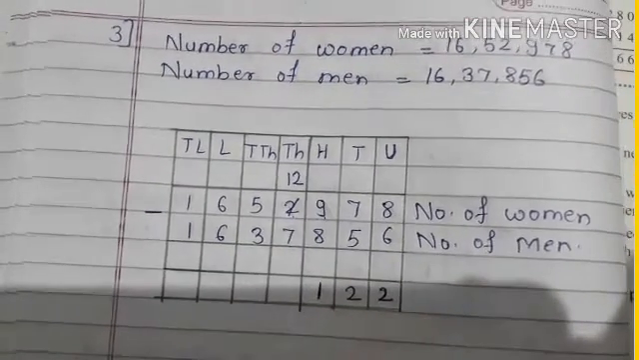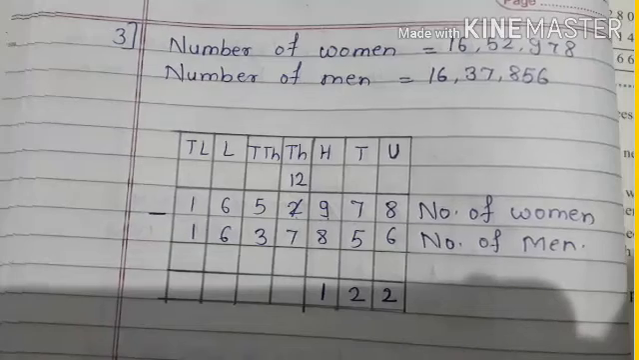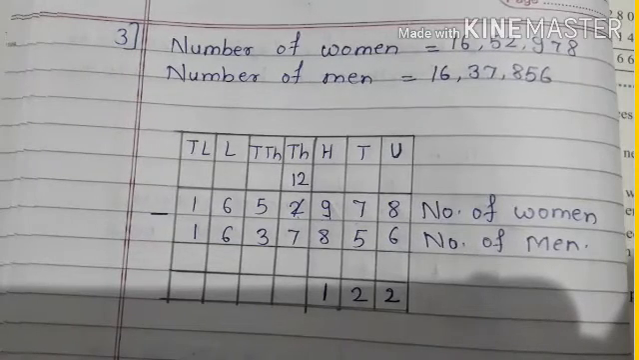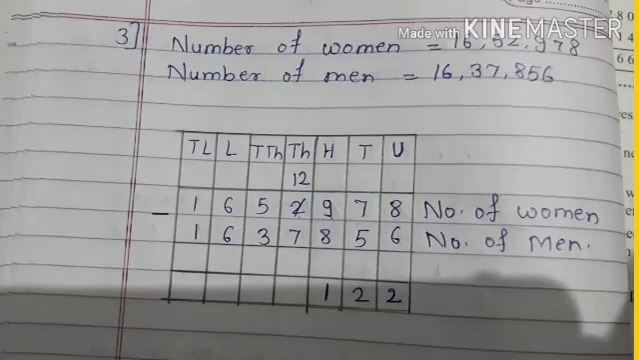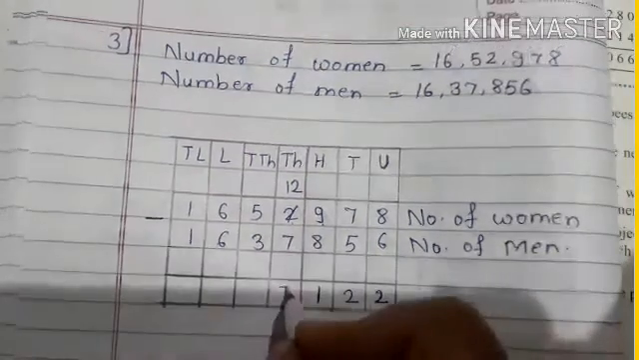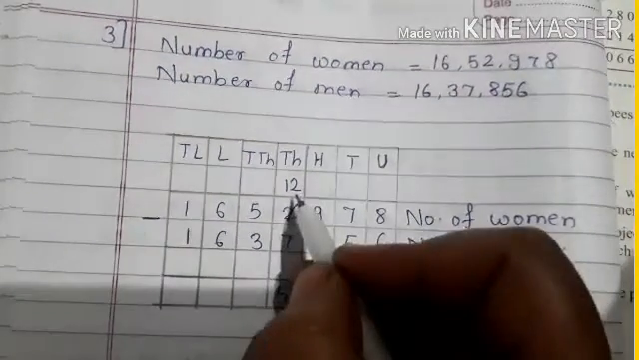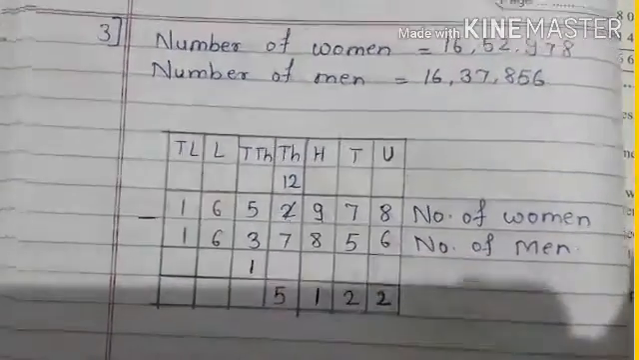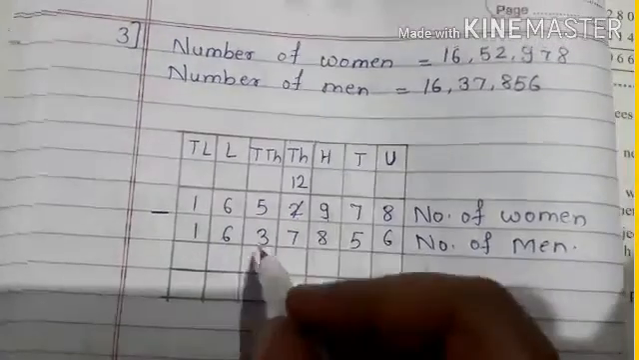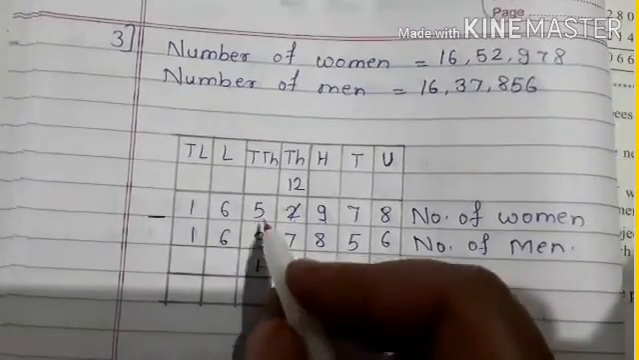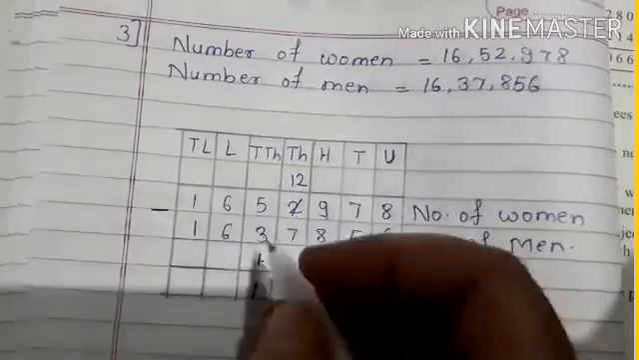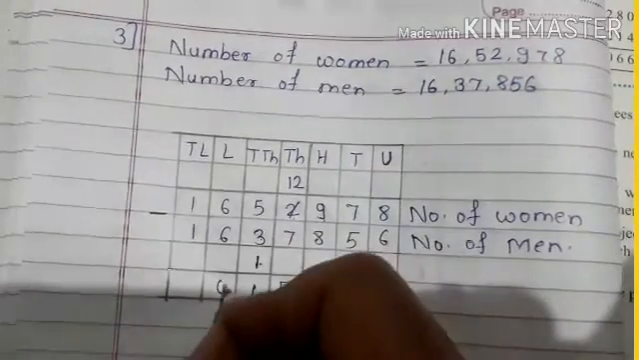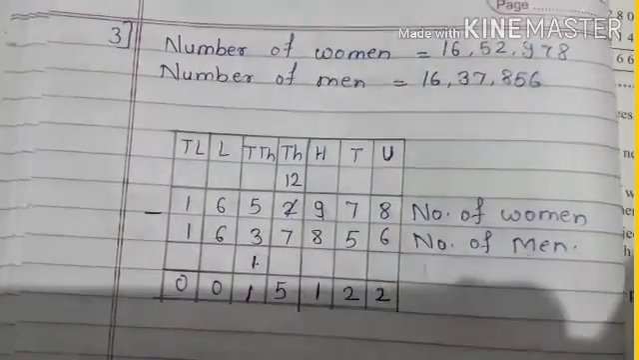Keep 7 in your mind and count up to 12. After 7: 8, 9, 10, 11, 12. How many fingers? 5 fingers. So 12 minus 7 is 5. After borrowing, we return it, so 3 plus 1 is 4. Now 5 minus 4 is 1. And 6 minus 6 is 0. 1 minus 1 is also 0.